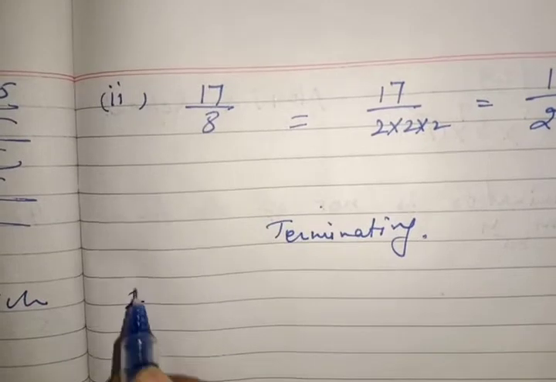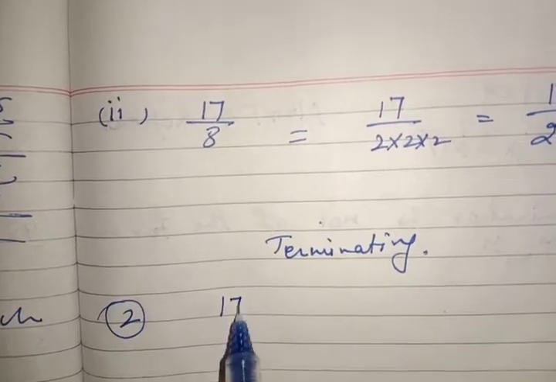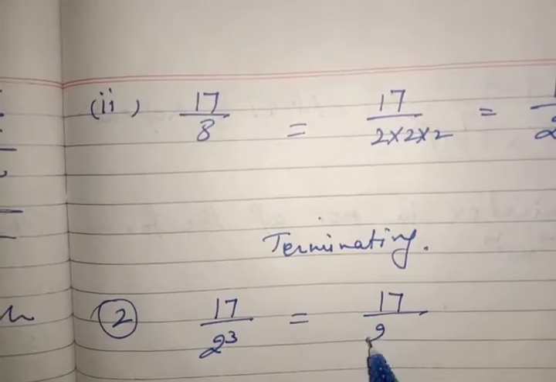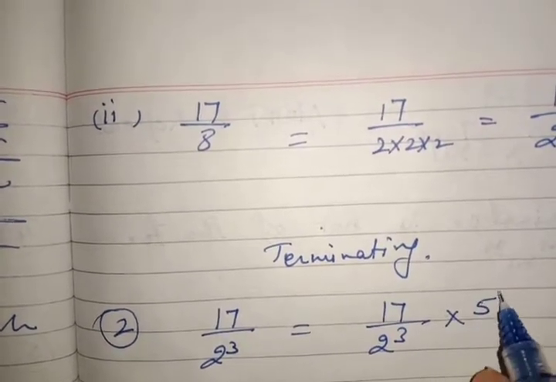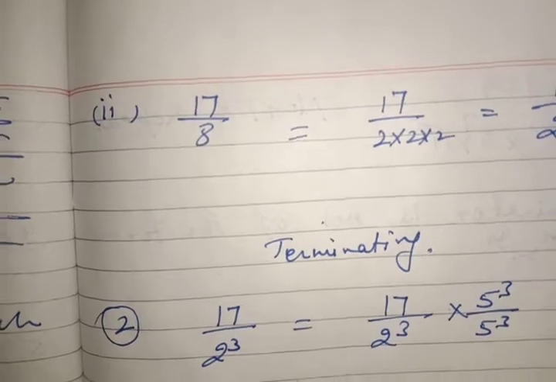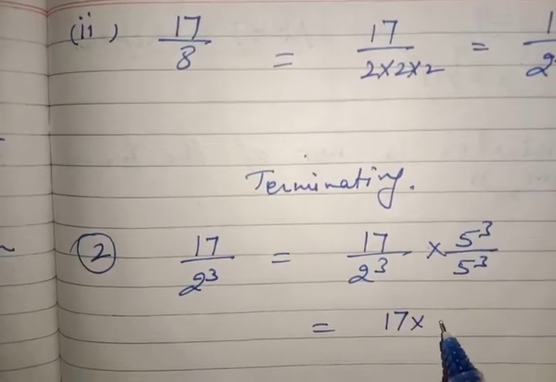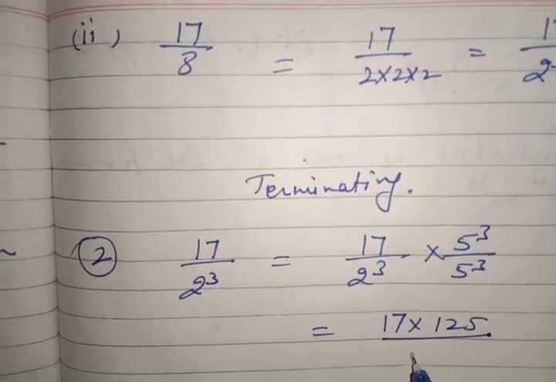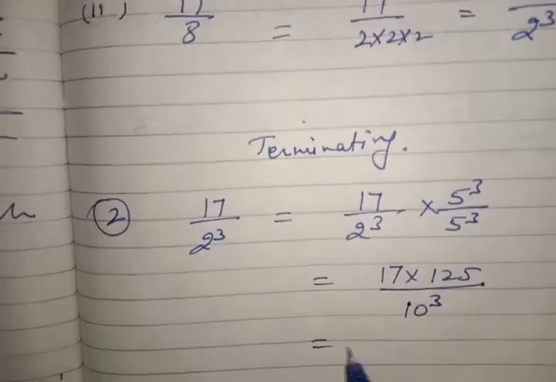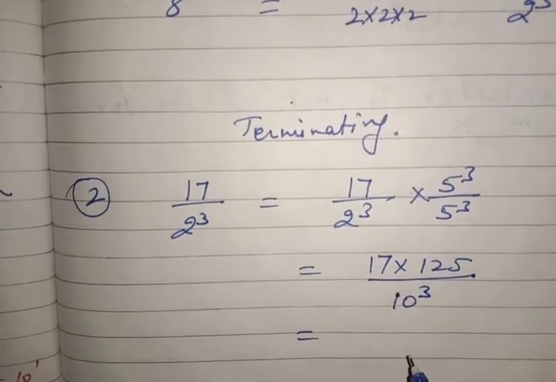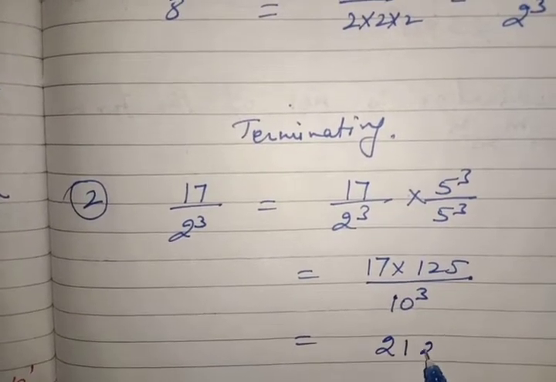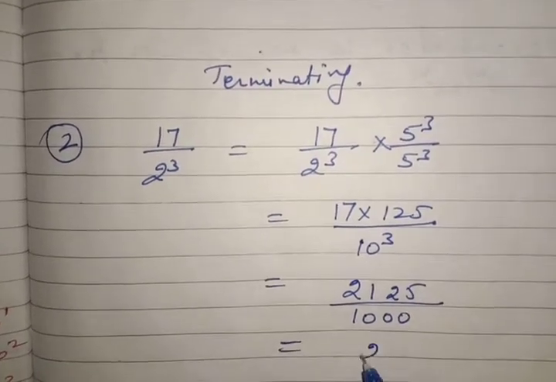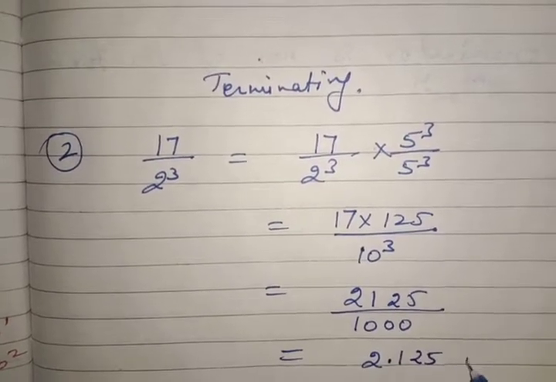So the second question is 17 upon 2 raised to power 3. If it is 2 raised to power 3, how many 5s do I need? 5 to the power 3 I need. So this is 17 into 125 upon 10 raised to power 3. So 17 into 125 will give us 2125 upon 1000. Convert it into decimal, then this answer is 2.125.